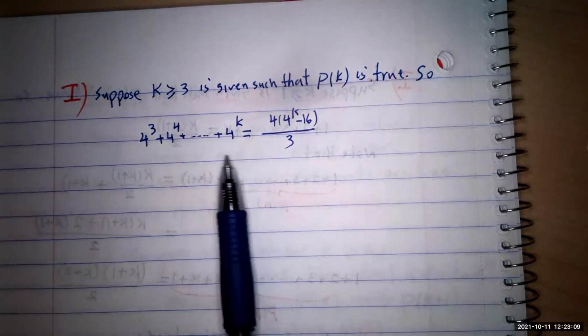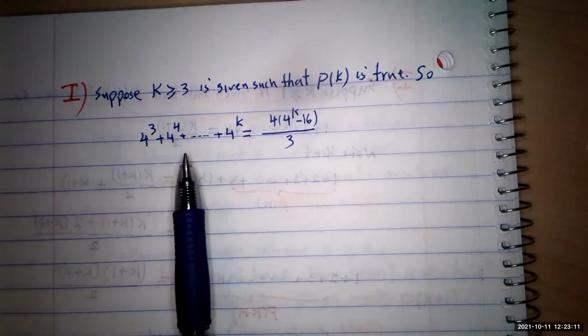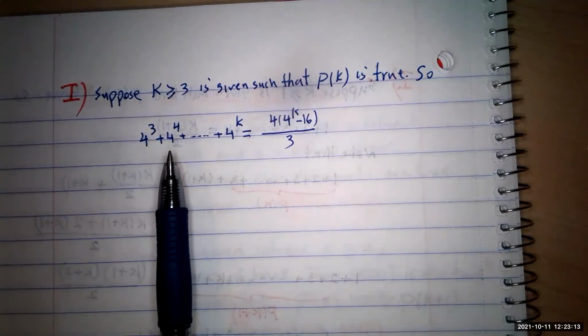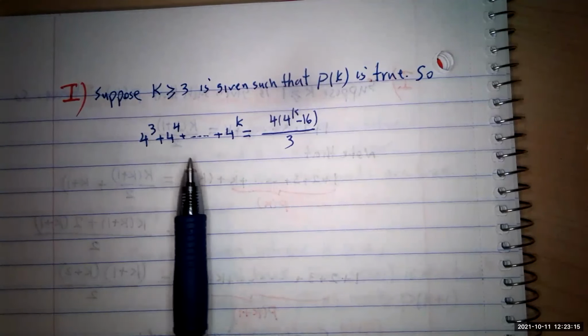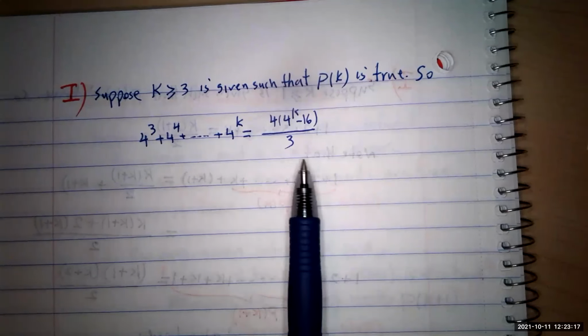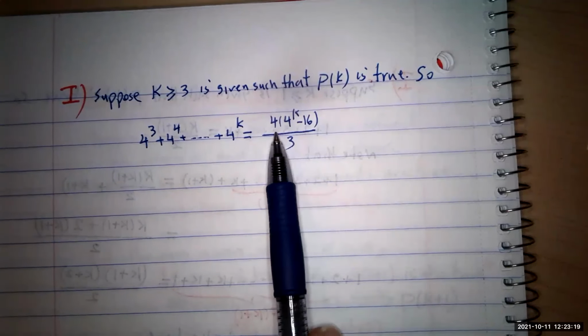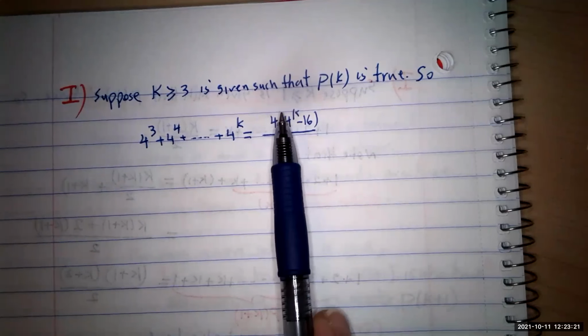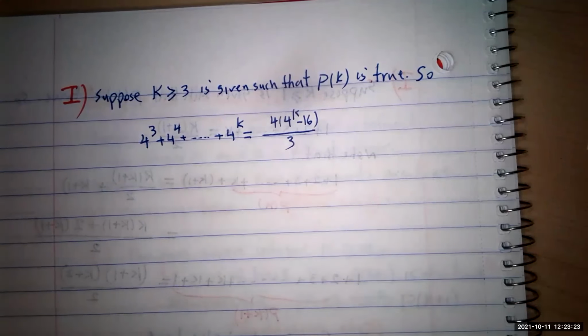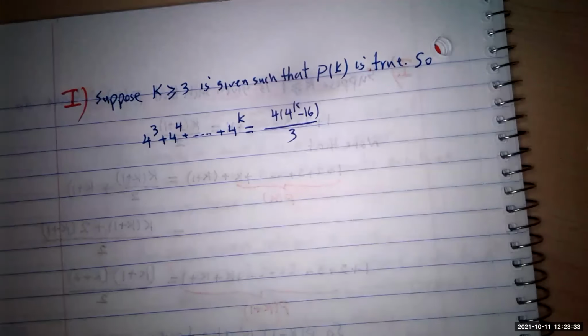So you have to add one more term, 4 to the k plus 1, to make it go up to 4 to the k plus 1. Then you have to prove it's equal to 4 times 4 to the k plus 1 minus 16 over 3. If you can prove it, in that case, you did it for k plus 1, okay? So let's form that one to see what you needed.